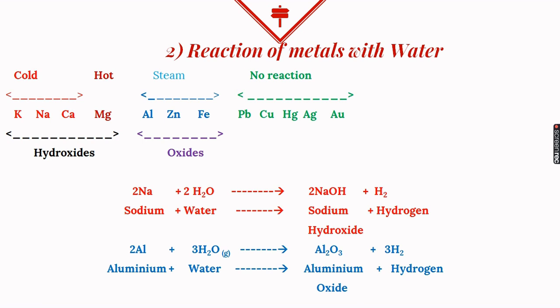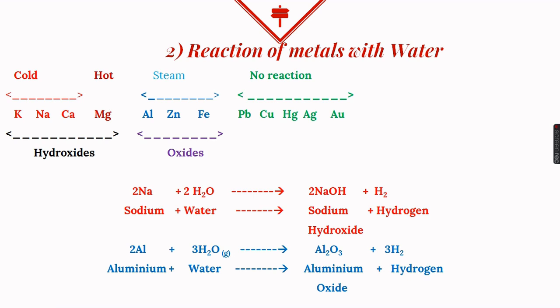We move to the next property, reaction of metals with water. Metals like lead, copper, mercury, silver, gold do not react with water, and the rest of the metals react with water, but their reactivity varies. Out of these metals, we have to remember magnesium. Magnesium reacts with hot water, and all the metals above magnesium will react with cold water, and the metals below magnesium will react with steam. So if you remember that magnesium reacts with hot water, the rest of them you will remember easily.